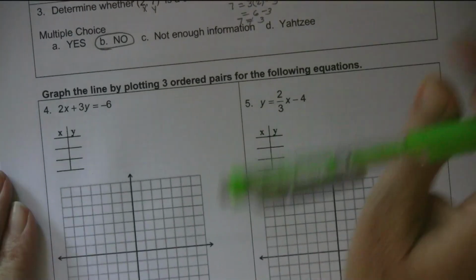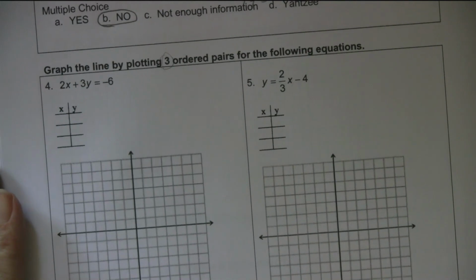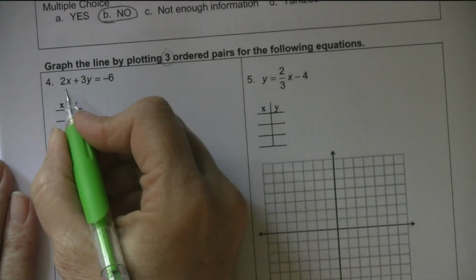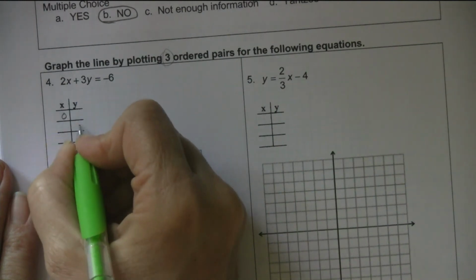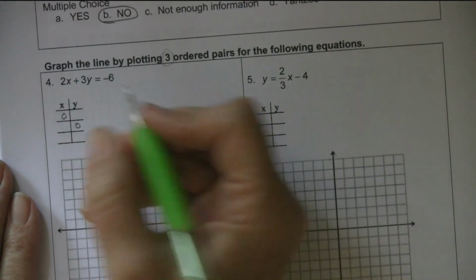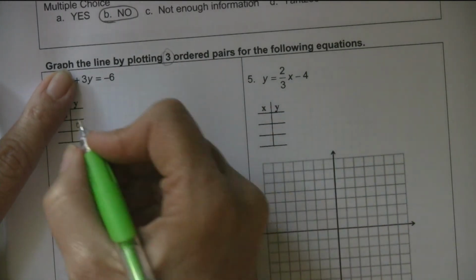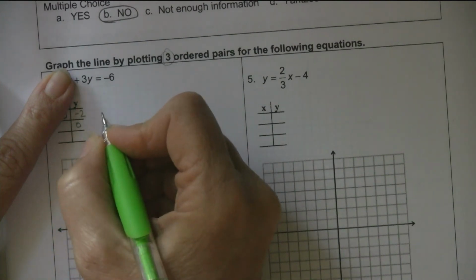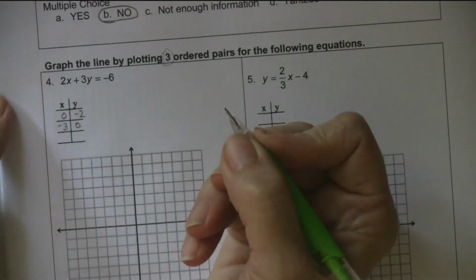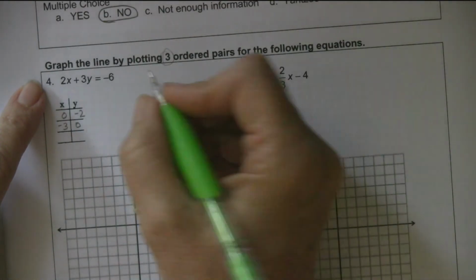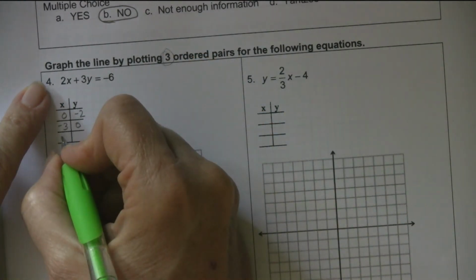Here they're asking us to graph by plotting the 3 ordered pairs. So you have to make sure that you do have 3 ordered pairs. So since this is in standard form, my favorite thing is to choose x is 0 and y is 0. Because it's in standard form, x and y on the same side of the equation. So when x is 0, this gives me -2 for y. And when y is 0, that gives me -3 for x. And then maybe perhaps I will pick, and you can pick anything you want. Maybe I will pick x is +3.